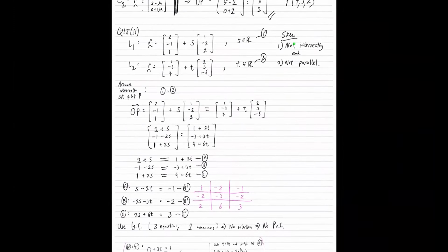We are only done with the first half. So skew lines, you want to prove, is very long-winded. Not intersecting, done already. Now we need to show they are not parallel. How? This one is easy.